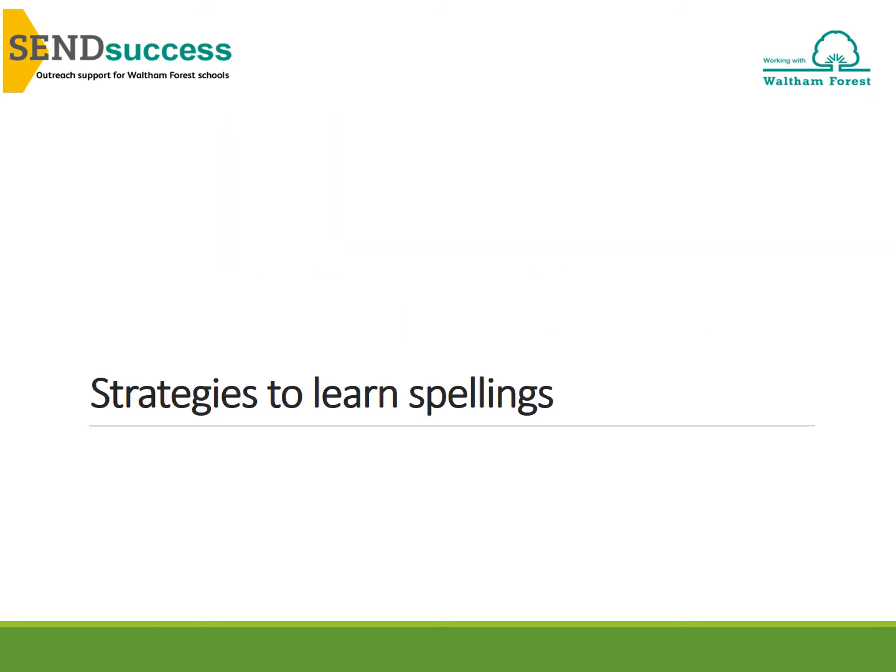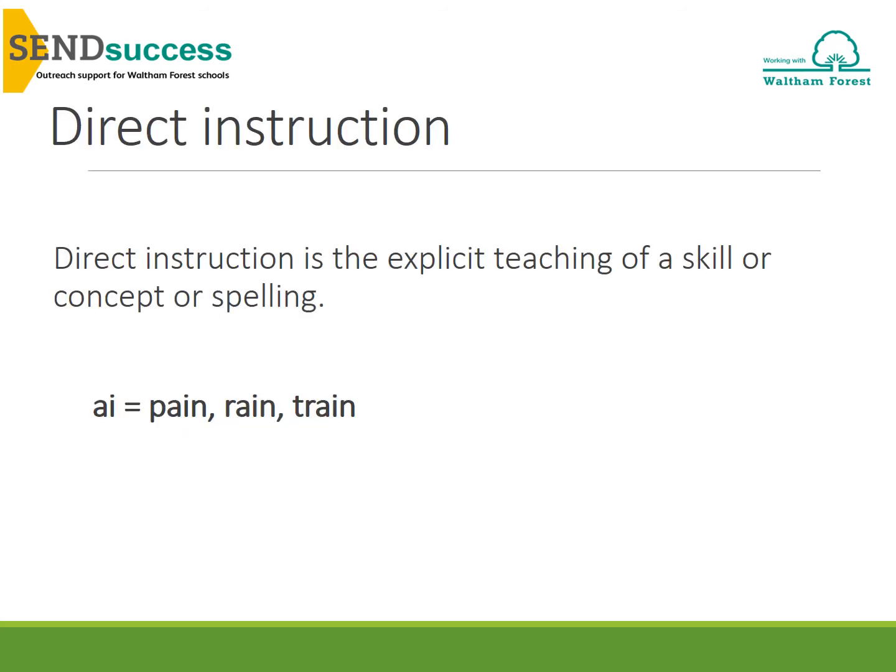So we've had to think about the underlying principles of effective teaching of spelling. And now I'd like us to think about individual teaching sessions and how we'd go about those. So for example, how we would deliver spelling intervention. So, when teaching spelling to dyslexic pupils, direct instruction is the most effective approach. So, direct instruction basically means the explicit teaching of a skill or concept, or in this case, a spelling.